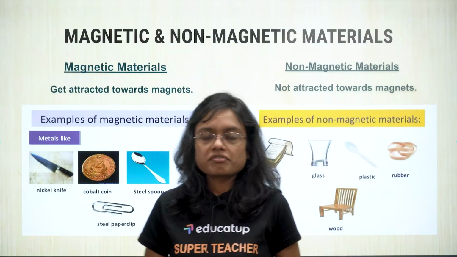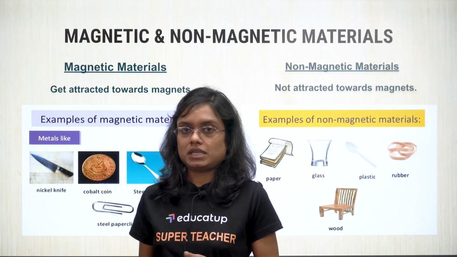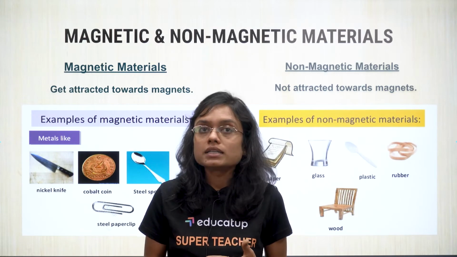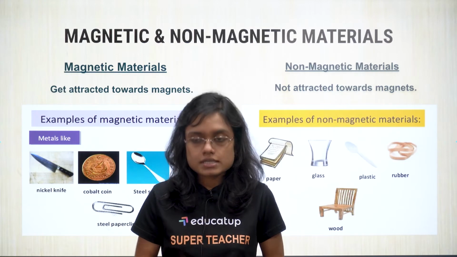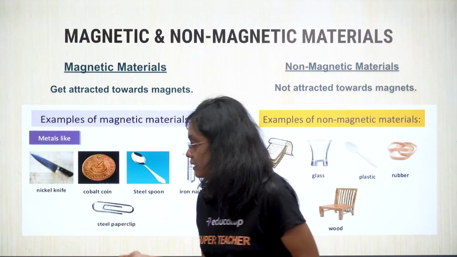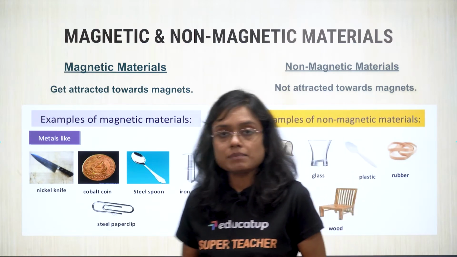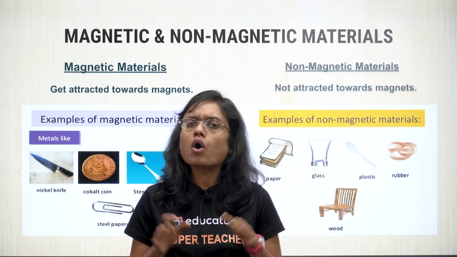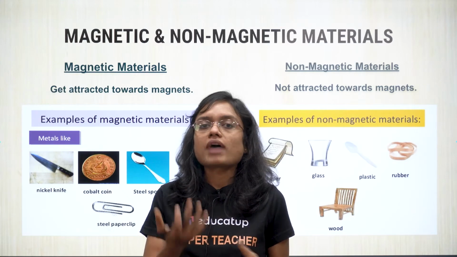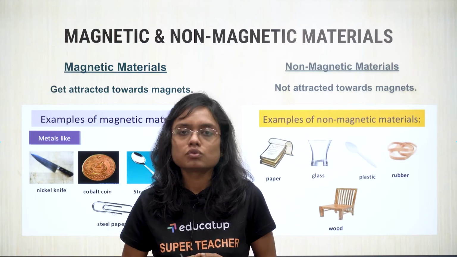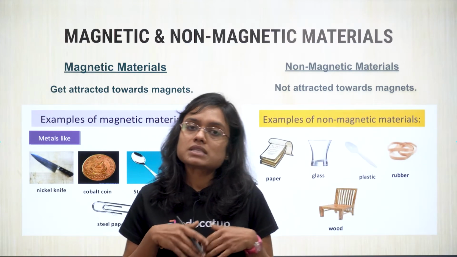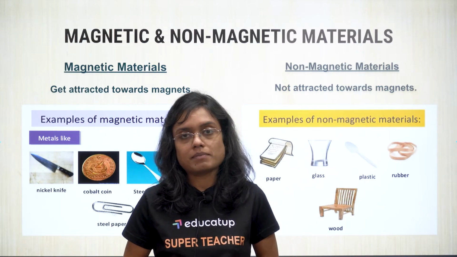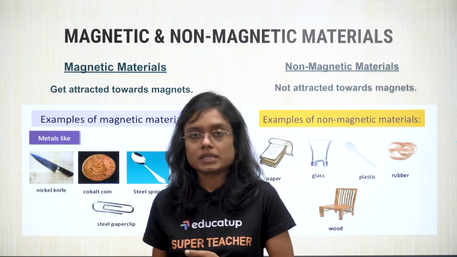Now there are two types of materials, magnetic materials and non-magnetic materials. Magnetic materials are those which have the property to attract other materials towards them. For example, metals like nickel, cobalt, steel, iron, a steel paperclip. Basically almost all metals have this magnetic property of attracting substances towards them, and that is why they are known as magnetic substances. The substances which cannot be attracted towards a magnet are known as non-magnetic materials or substances.